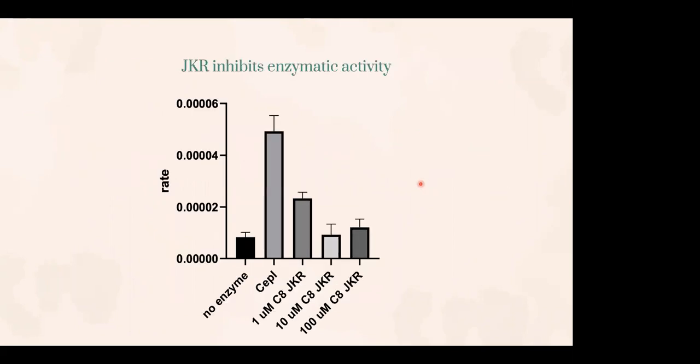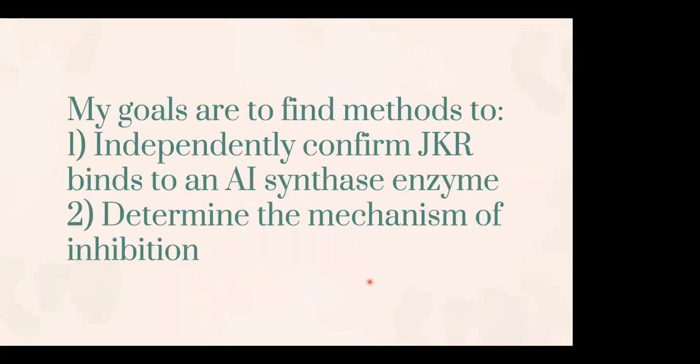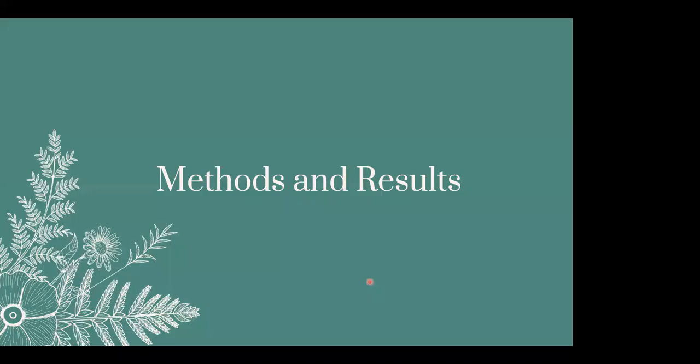And it does. We have shown that 1 micromolar of JKR reduces the efficacy of CepI, one of these autoinducer synthase enzymes, by about 50%. And so you can see all this inhibitory effects with JKR. So we know that it inhibits it in some manner. My goal is to find methods that can confirm that JKR binds to an AI synthase enzyme, and we can determine the mechanism of inhibition of JKR.